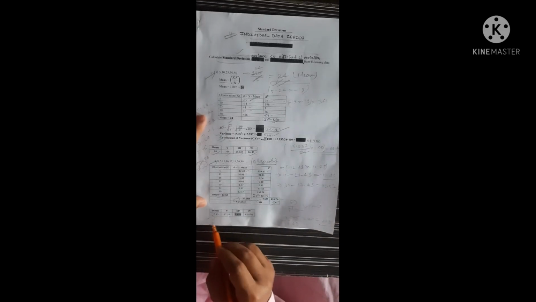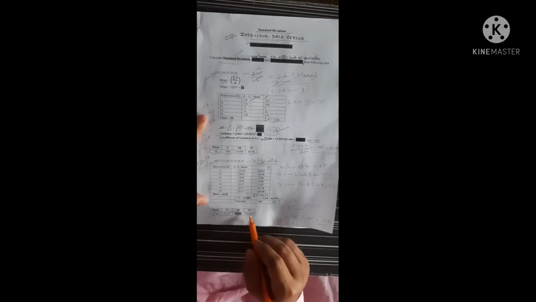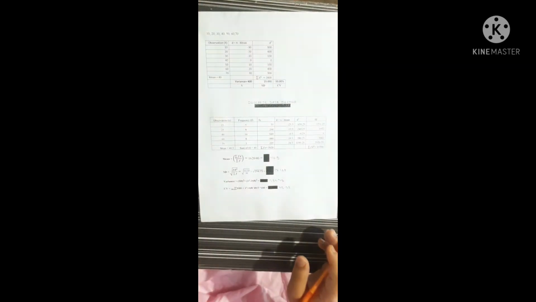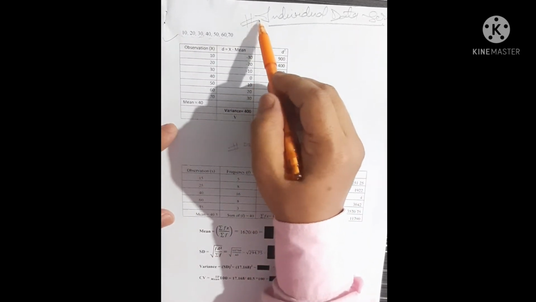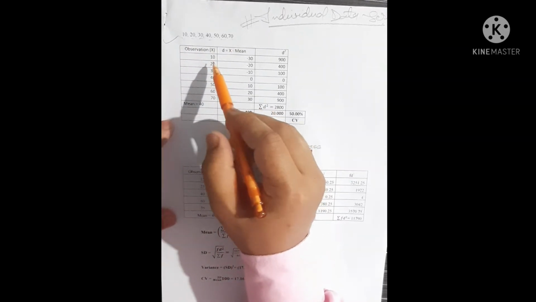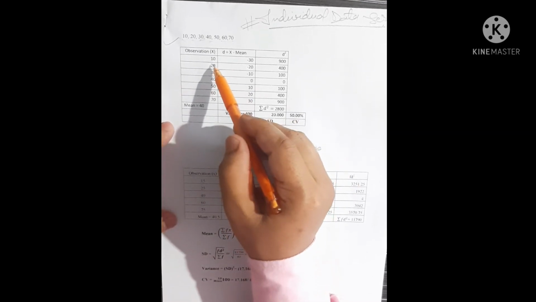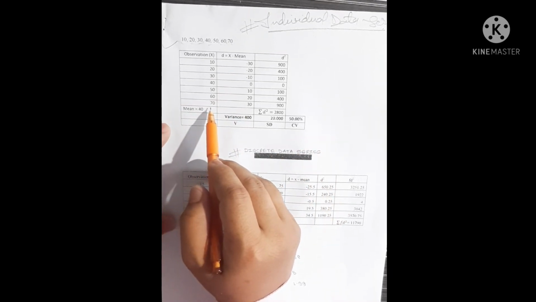So mean is 17.43, variance is 57.39, standard deviation is 7.575, and the coefficient of variation is 43.47%, as we have calculated here. Now we will see the next example, of an individual data series. We see the observations written here: X is 10, 20, 30, 40, 50, 60, 70. So the total number of observations is 1, 2, 3, 4, 5, 6, 7. So we calculate the sum and divide by 7.